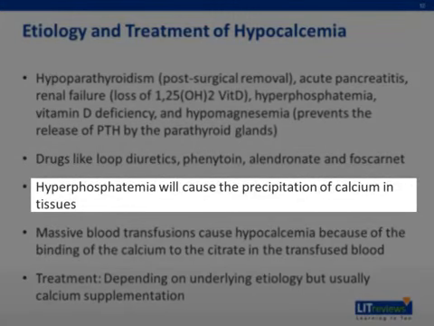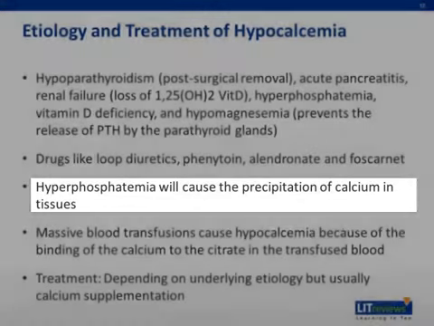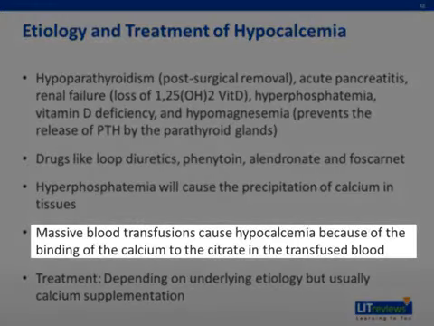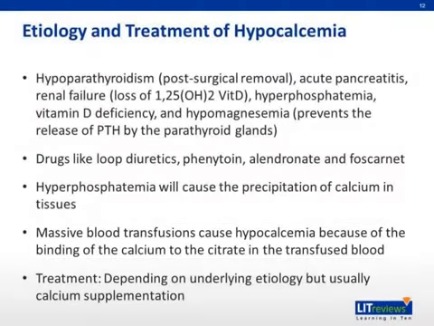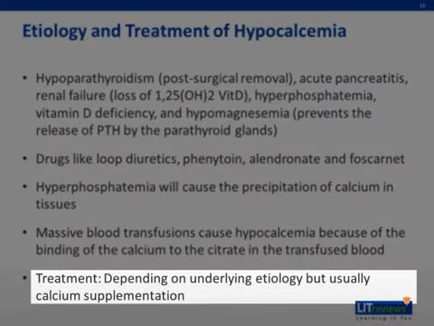Hyperphosphatemia will cause the precipitation of calcium in tissues. Massive blood transfusions can cause hypocalcemia because of binding of the calcium to the citrate that contains the transfused units of blood. Finally, pseudohypocalcemia occurs with low albumin levels. The treatment of hypocalcemia depends on the correction of the underlying etiology, but in general, calcium should be replaced intravenously or orally, and vitamin D is often used if its replacement is necessary.